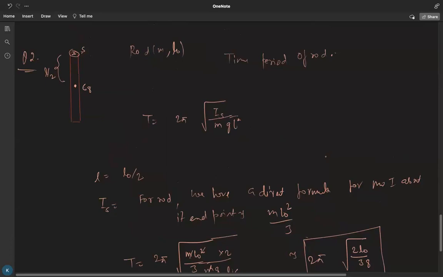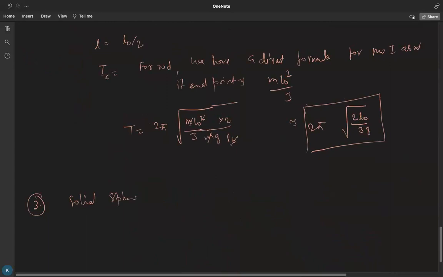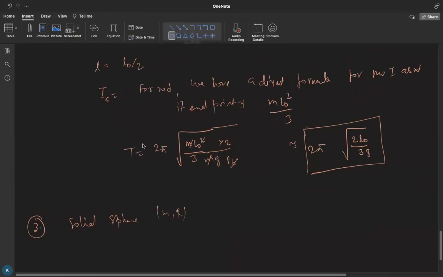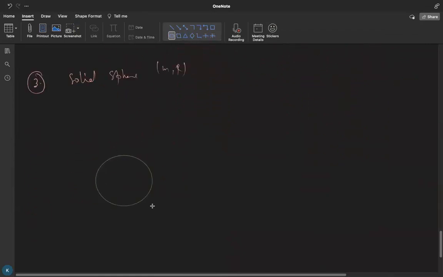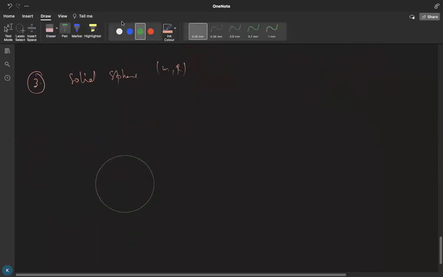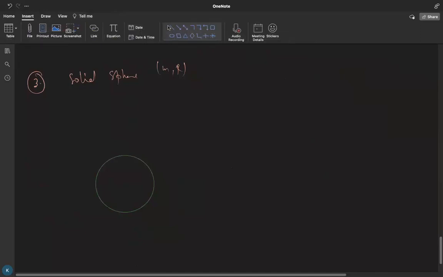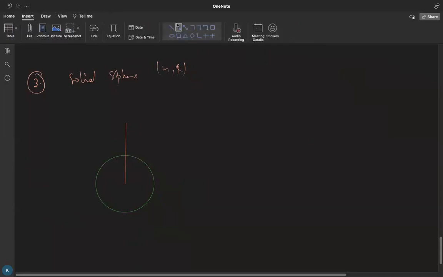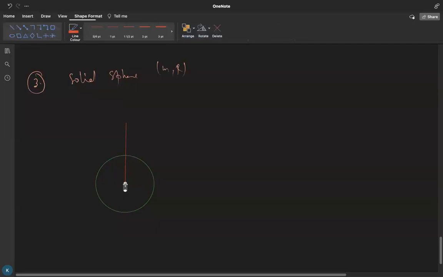Now let's take another example, which is the solid sphere. We have a solid sphere which has a mass m and a radius r. Let's take some other color, this time some green color, and let's take it here. Let's take it as small. That's fine. And we have to draw a straight line. Okay, that's fine. I hope it's not extended too much. Okay, that's fine.